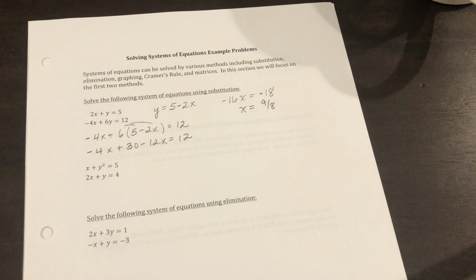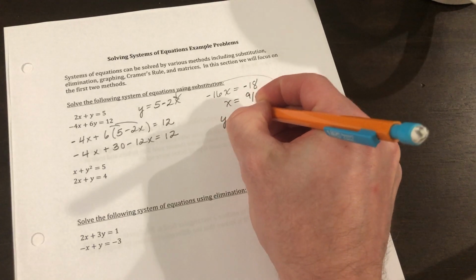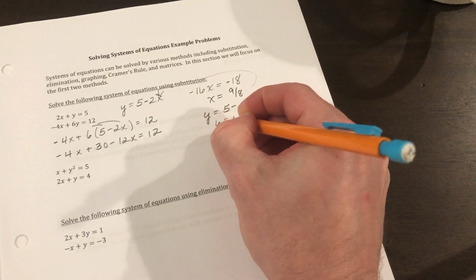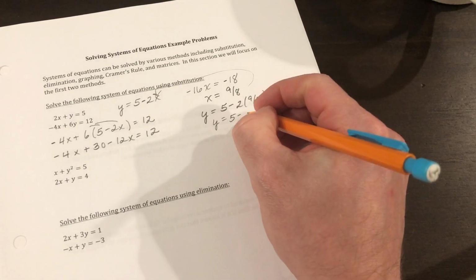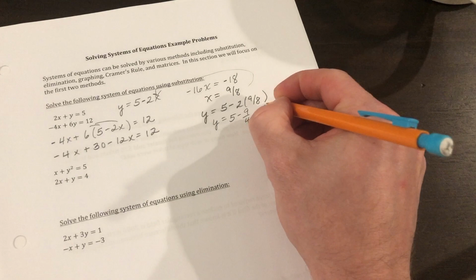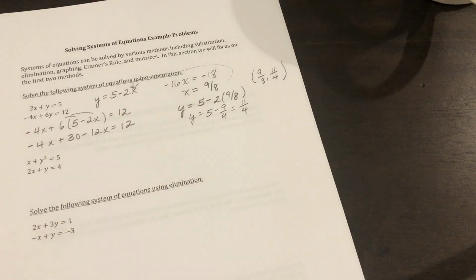Okay, so once I find my x value, I'm going to plug it into over here to solve for y. So y is equal to 5 minus 2 times 9/8. So we get y is equal to 5 minus 9/4. So 4 times 5 is 20 minus 9, so it's 11/4. Okay? So I get the point 9/8 and 11/4. Let me just double check this. Those numbers are kind of weird to start off with. Yeah, that's right.